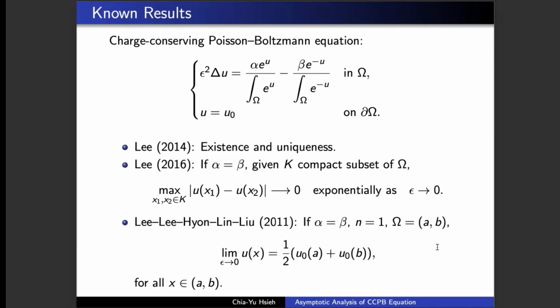If we now consider the one-dimensional case, that is n equals 1, then omega is nothing but an interval from a to b, and the situation is more clear. Li and his collaborators proved that in the interior, the solution u will converge to some constant. That is, the constant is the average of the boundary condition.